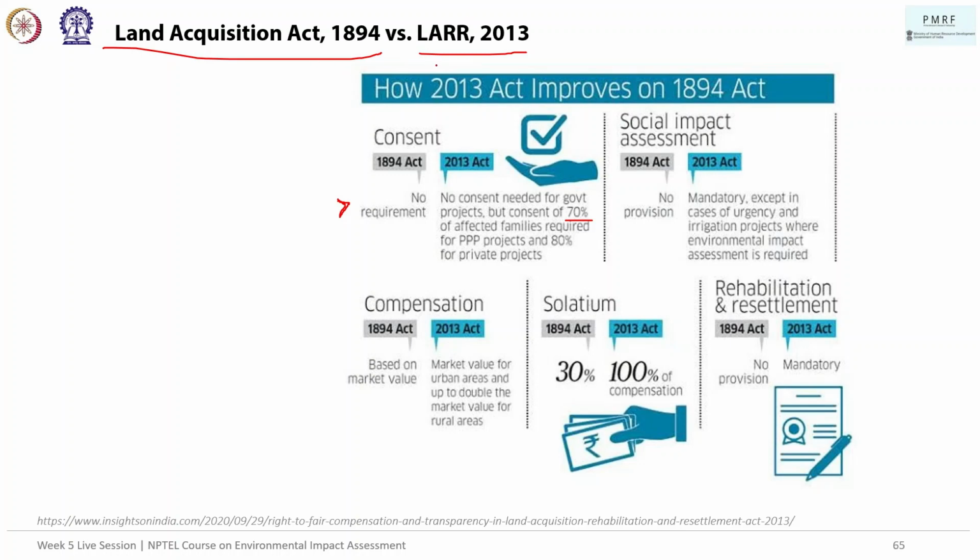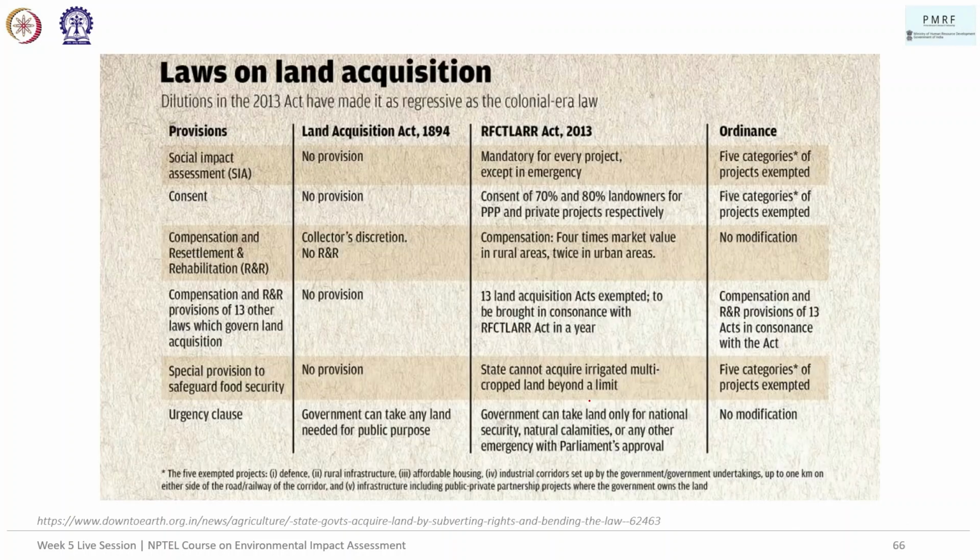So then regarding compensation, previously it was based on market value. Right now, it's up to double the market value in urban areas and four times in rural areas actually. So solatium previously was 30%, right now it is 100% of compensation. Rehabilitation and resettlement, previously there was no provision and now it's been made mandatory.